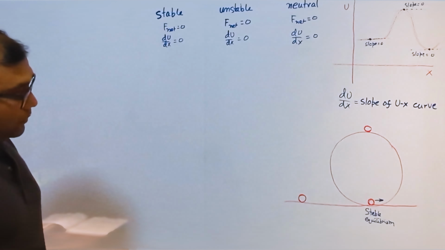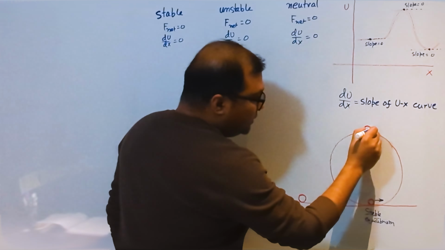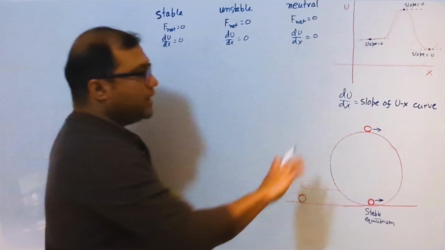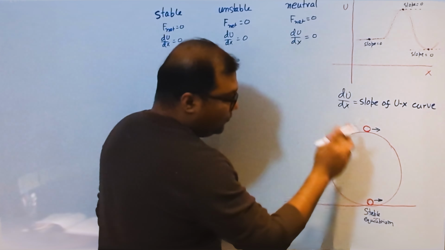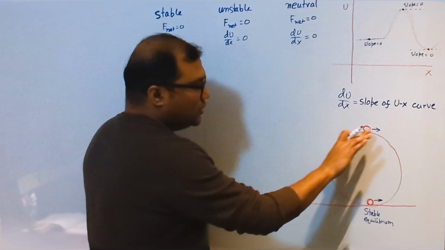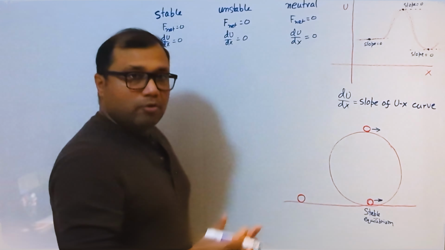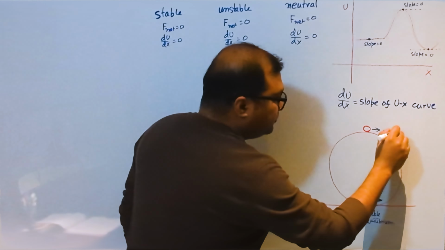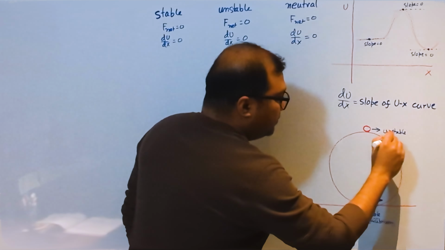Okay? If I disturb this ball by a little bit, what will happen? Due to gravity, it will fall. It was in equilibrium, but on disturbing it a little bit, it is no more in equilibrium. So this is called unstable equilibrium.